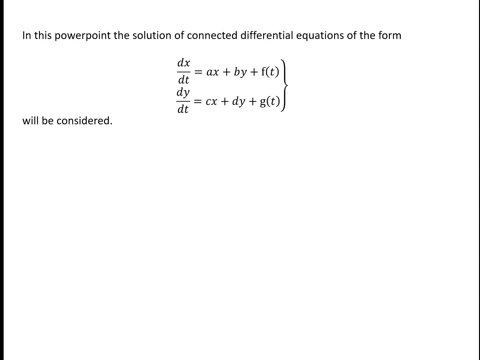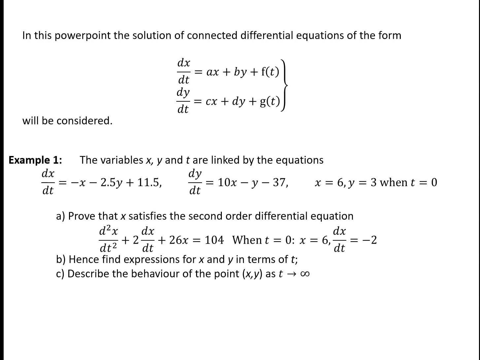And we're going to know that the rate of change is connected to x, y and t by a relationship of the form dx by dt equals a constant times x plus another constant times y plus a function of t. And then similarly, the rate of change of y, dy by dt, is going to be equal to a constant times x plus another constant times y plus some function of t.